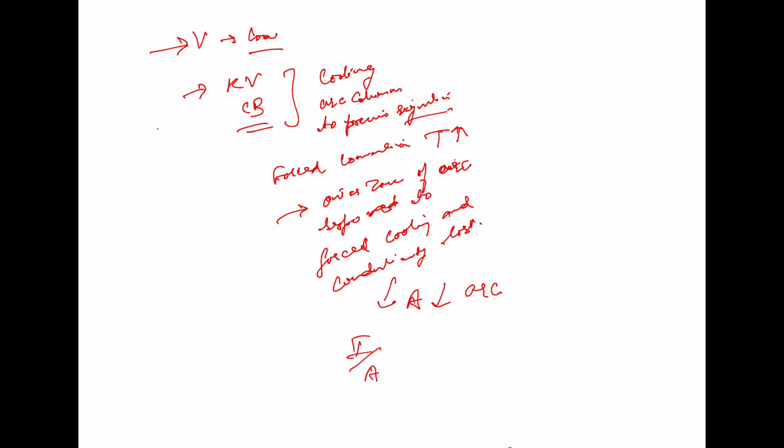Current density in the arc will increase, which increases the heat liberation. Heat liberation will also be increased in that very case. So we can say that forced cooling cannot be used effectively in high voltage circuit breakers.